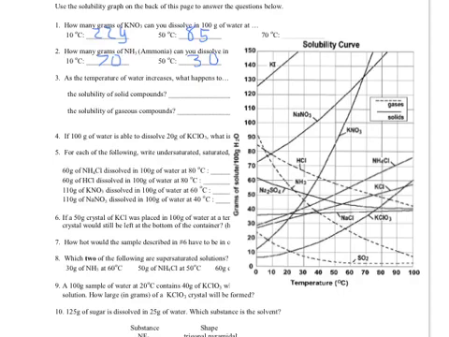All right, number three. As the temperature of water increases, what happens to the solubility of solid compounds? Well, here's our solid compounds. You'll notice, for solids, in most cases, the solubility increases. So I'll put increase. What about the solubility of gaseous compounds?